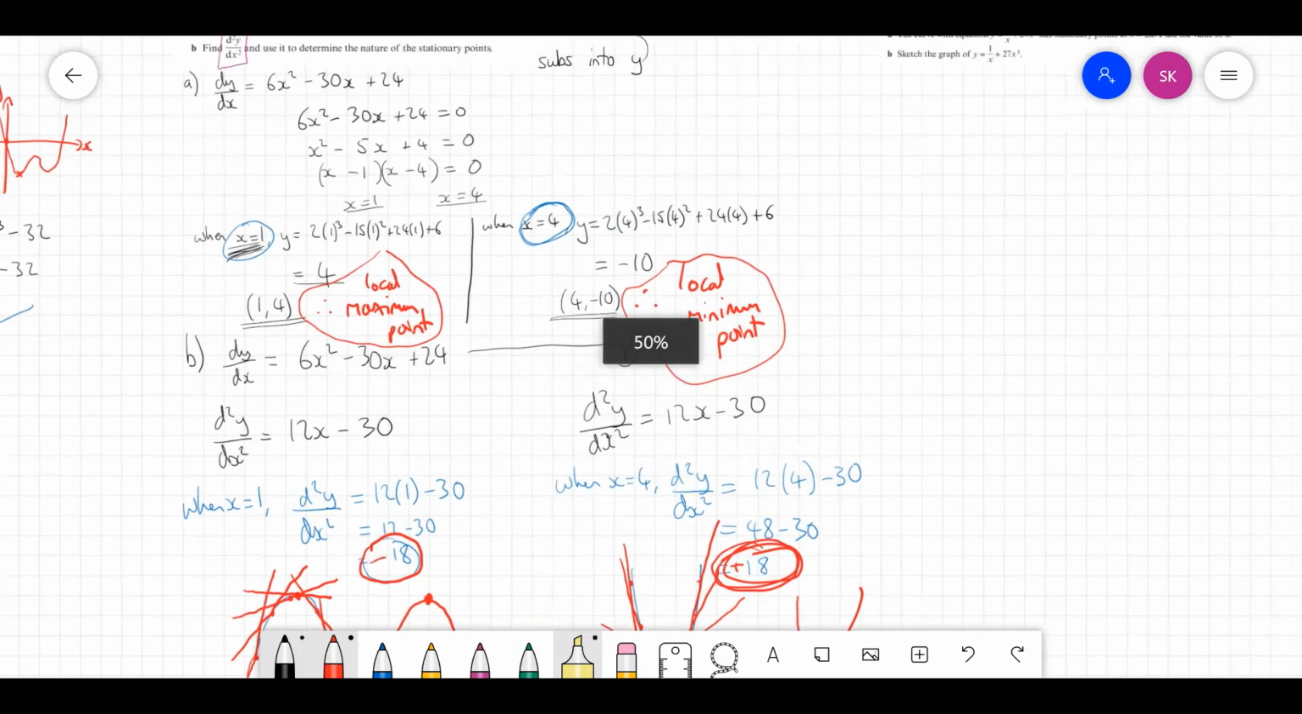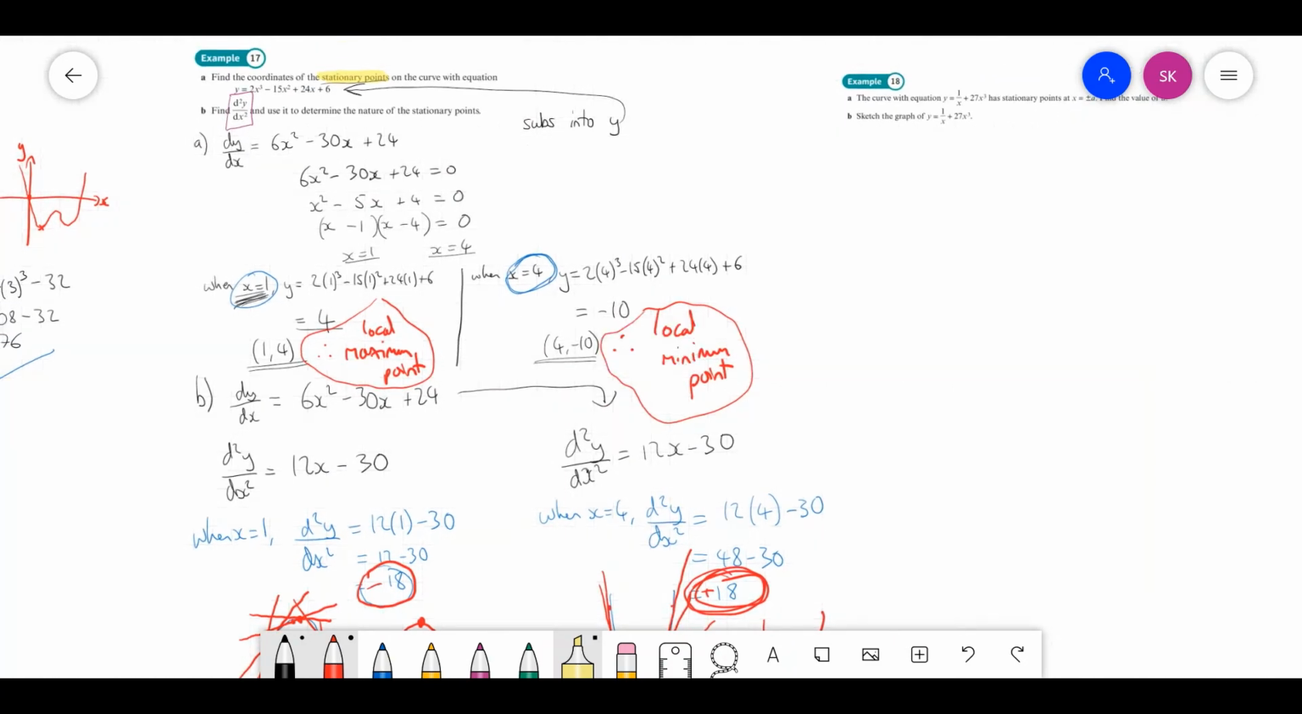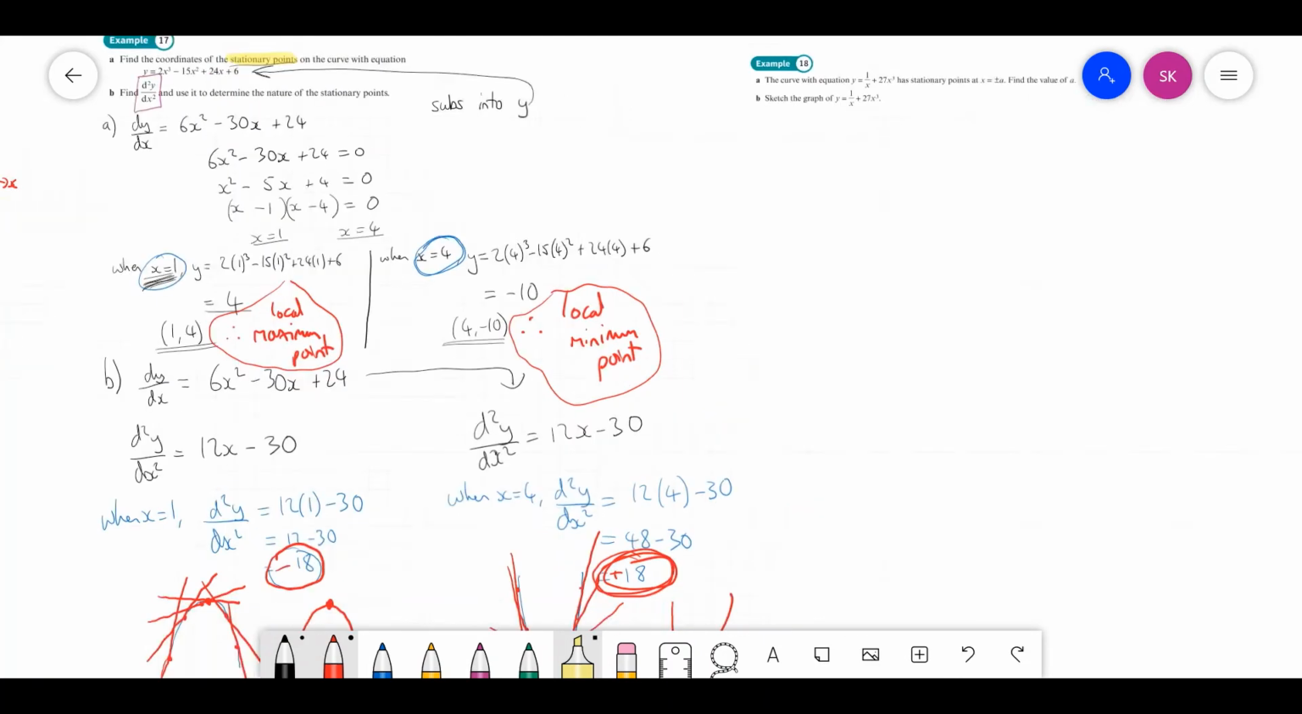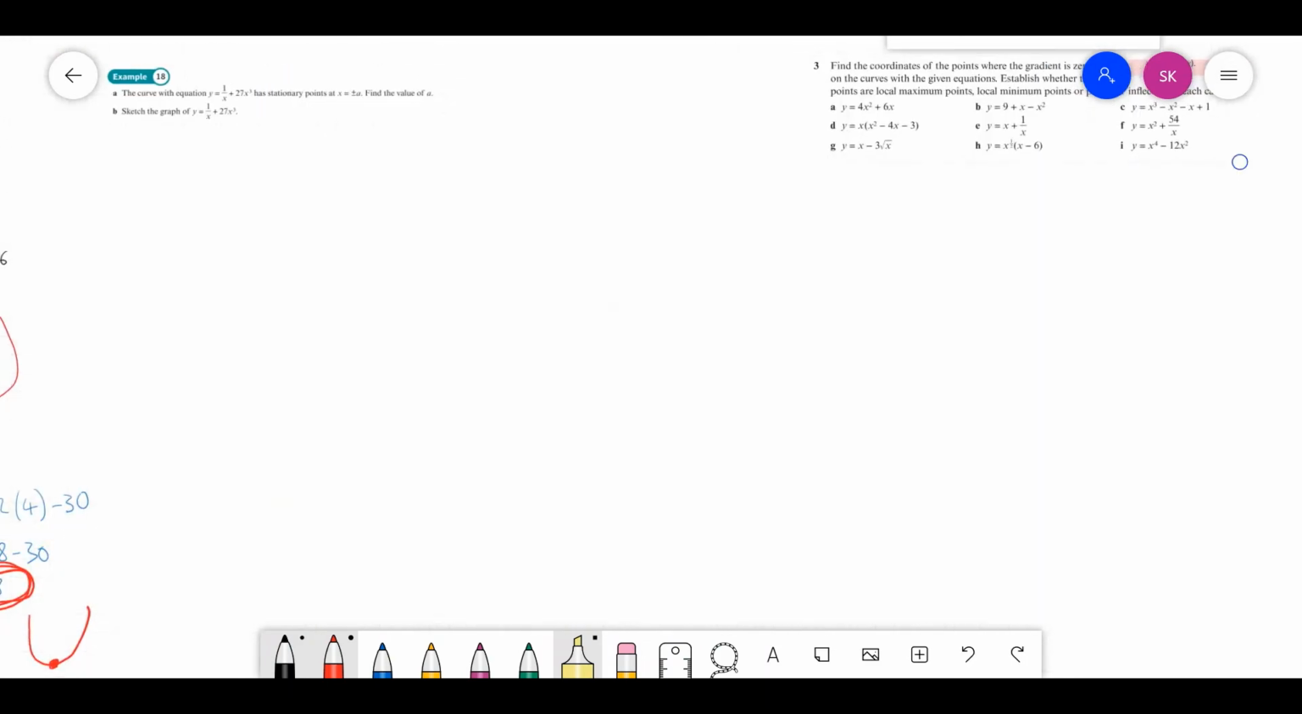So that was example number 17 from the textbook. If you want to rewind any part of that to make it clear to yourself, then please do so. And I'm going to get started with example 18 when you're ready. I'm just going to leave a bit more space myself.